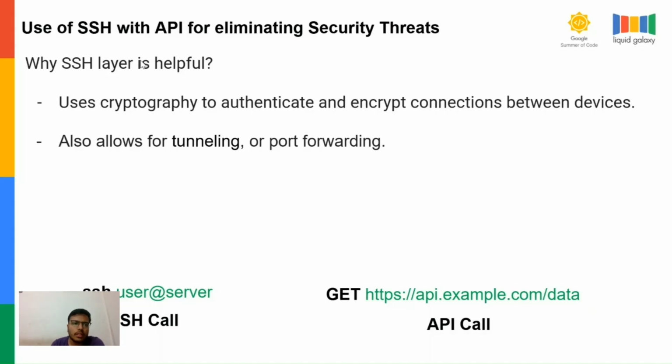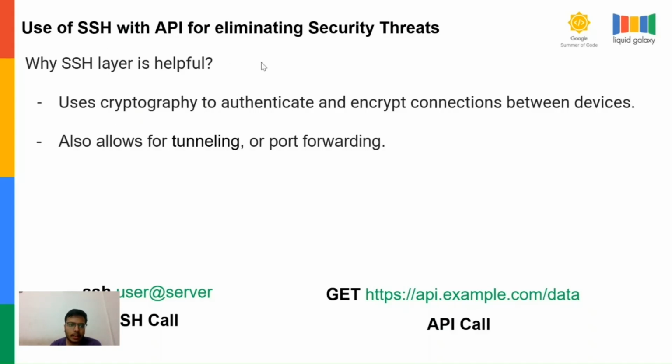Okay, so next is the use of SSH with APIs for eliminating security threats. We know that beyond just API calls, SSH is instrumental in automating various administrative tasks as well. It enables remote server management, the execution of commands on remote machines, secure file transfers using SFTP, which is very useful for Liquid Galaxy systems, or SCP. Automated backups and data syncing are also there, and tunneling for secure communications. All of these features can significantly streamline operations in the Liquid Galaxy environment.